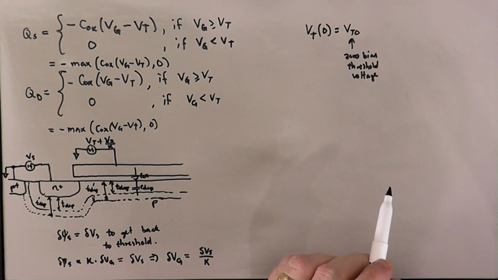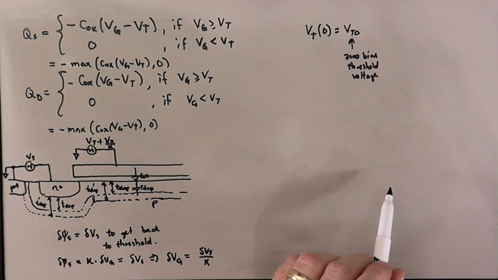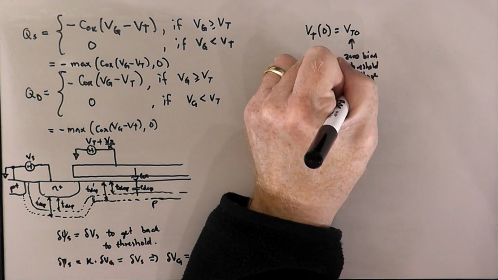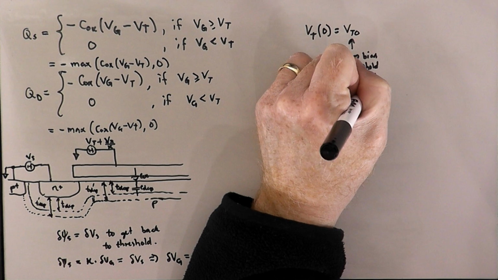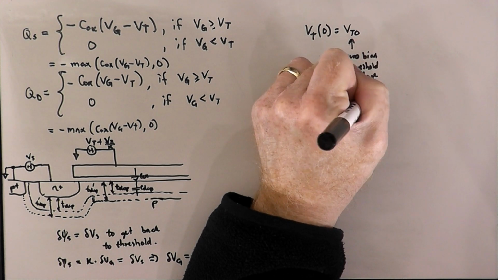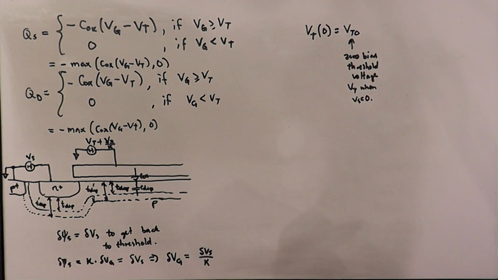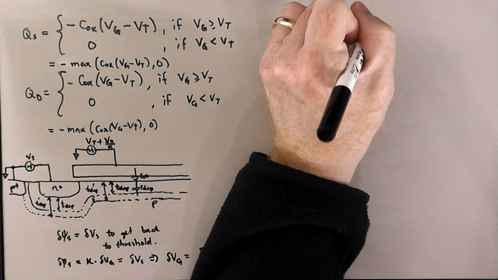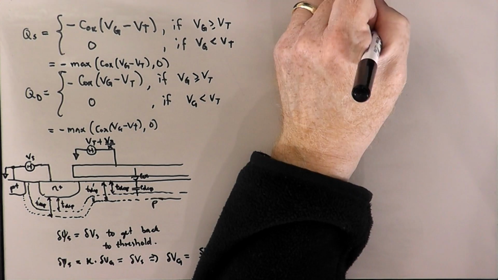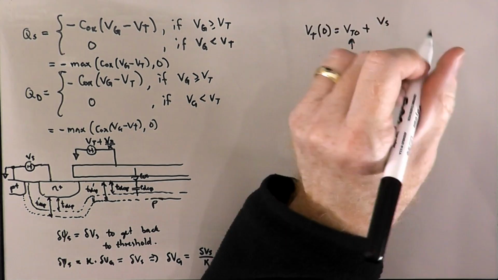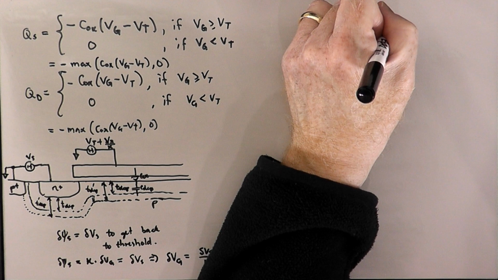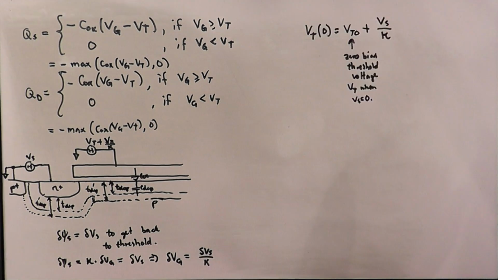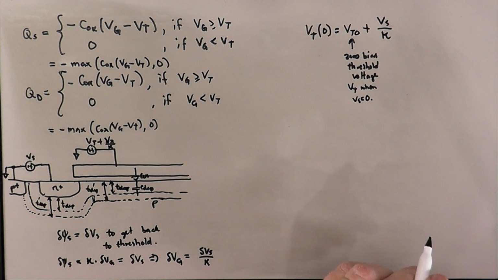And that's the value of the threshold voltage when Vs equals 0. That was the original threshold voltage, and there'll be a shift by the amount that the source voltage has been increased divided by kappa. So this is the threshold voltage at the source end of the channel.